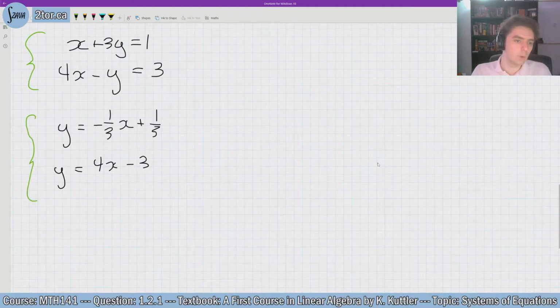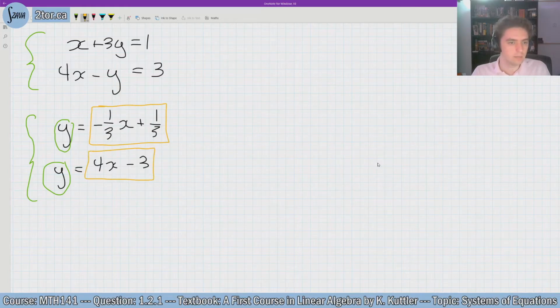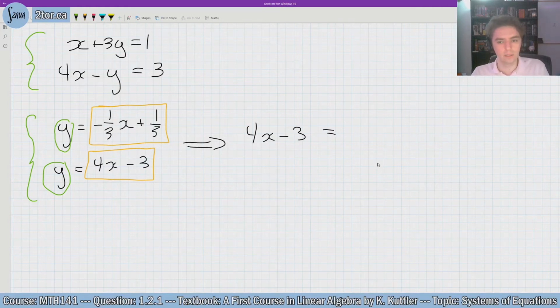Now what I can see is that y equals this and y equals this. If the y value of our solution is equal to this expression, and the y value of our solution is also equal to this expression, what that tells me is that this box must be equal to this box, because they're both equal to the y value of our solution. So what I can get from this is that 4x minus 3 equals negative 1/3 x plus 1/3. And now we can solve this because it's one equation, one unknown. We can just solve this for x.